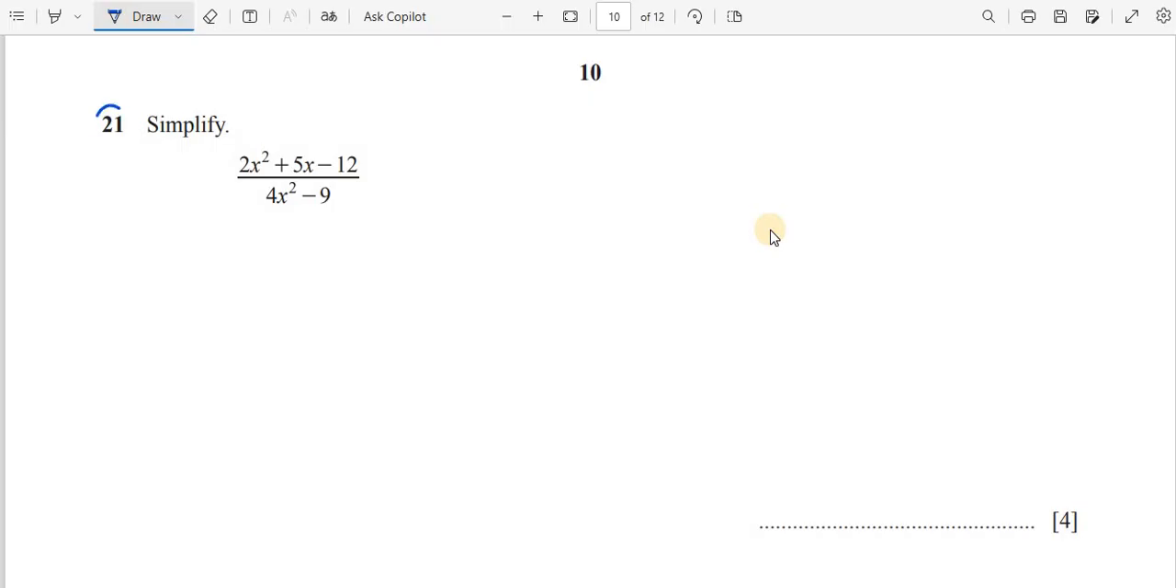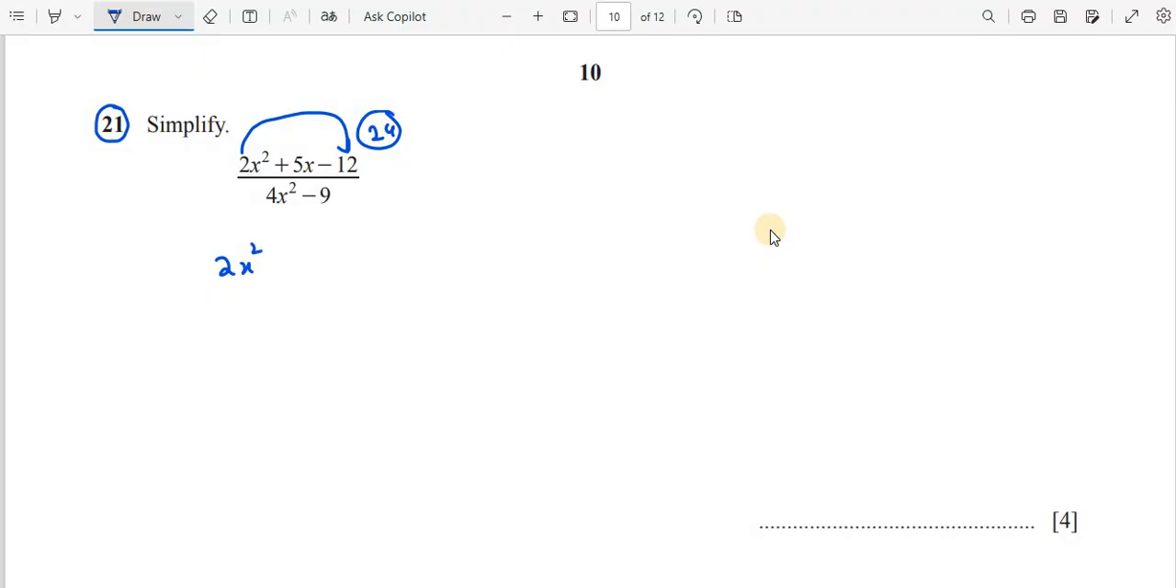Question number 21. Simplify 2x square plus 5x minus 12 over 4x square minus 9. So if we multiply 2 with 12, it will be equal to 24. So this is a quadratic expression. So we do the mid-term break. So 2x square is the same.